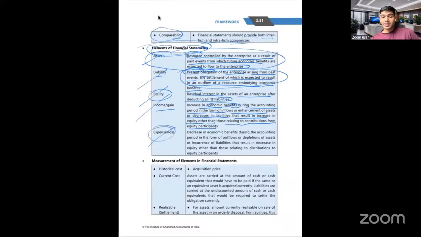Then expenses are the decrease in economic benefits during the accounting period in the form of outflows or depletion of assets or incurrence of liabilities that result in a decrease in equity, other than those relating to distributions to equity participants.